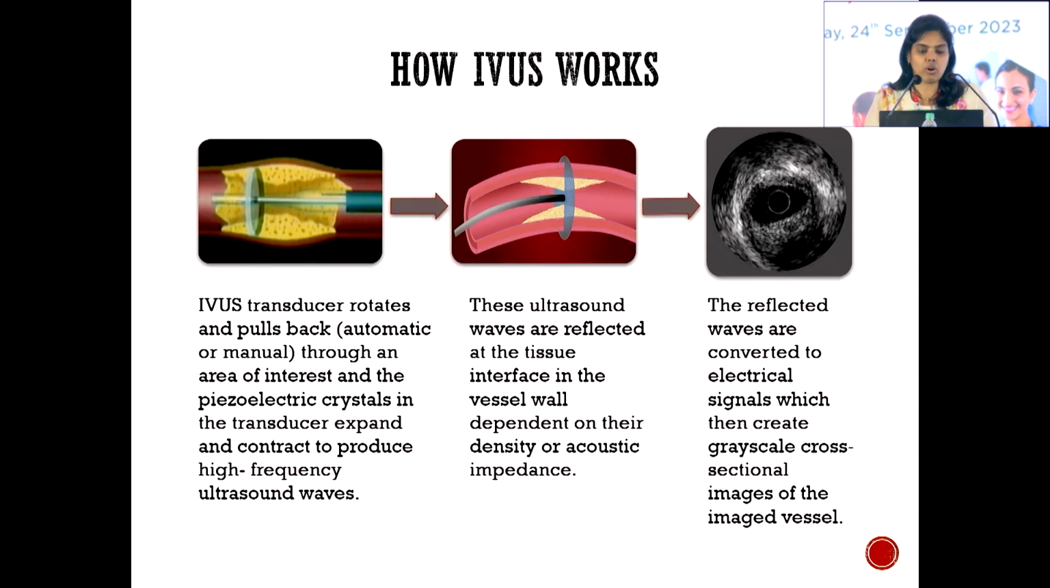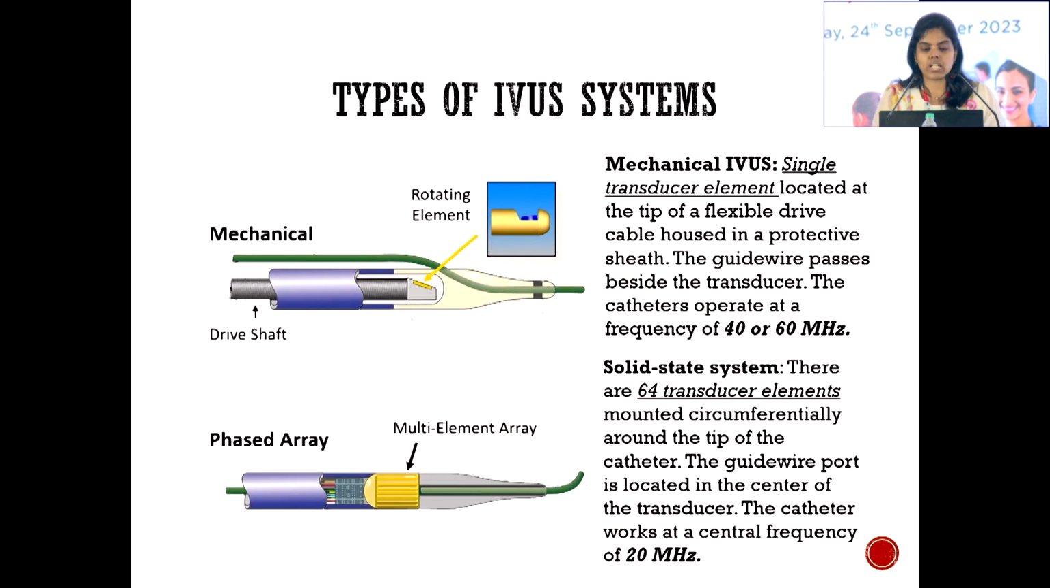So how does the IVUS work? So this transducer, you can either have an automatic pullback or a manual pullback through the area of interest, and the crystals in the transducer, they expand and contract and produce high-frequency ultrasound waves. So these reflected waves at the tissue interface are reflected based on their acoustic impedance, and the reflected waves are converted to electrical signals, which we can then see as an IVUS image. So there are two types of IVUS system. There's a mechanical IVUS with a single transducer element, and there's a solid-state system with a 64 transducer element.